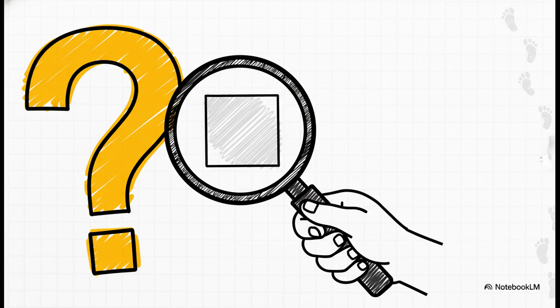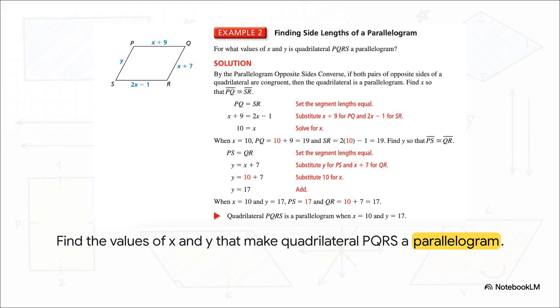Okay, theory's one thing, but a good detective has to know how to use their tools out in the field. So let's take that first theorem for a spin with a classic find-the-variable problem. All right, here's our mission. We need to figure out the values for x and y that'll make this shape a parallelogram. So let's grab that first tool. Opposite sides have to be congruent.